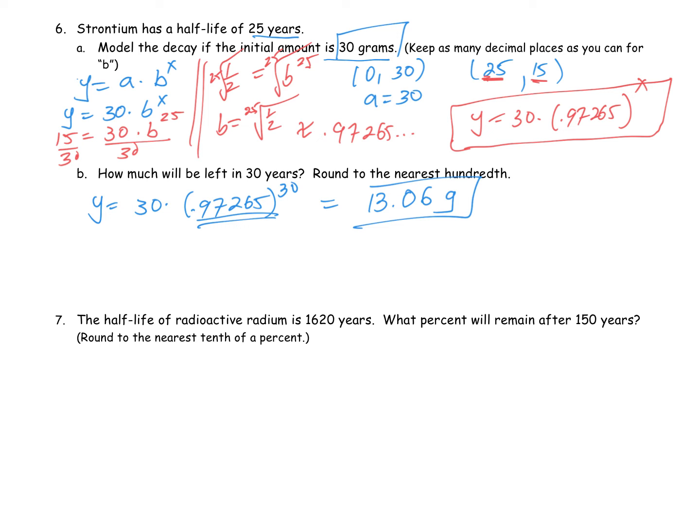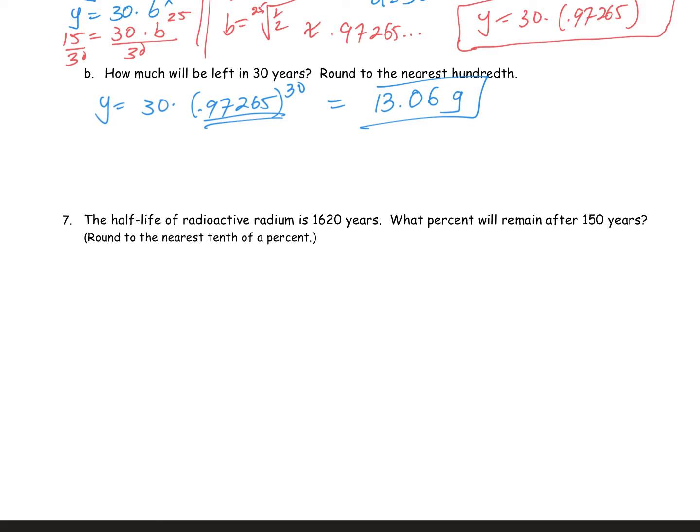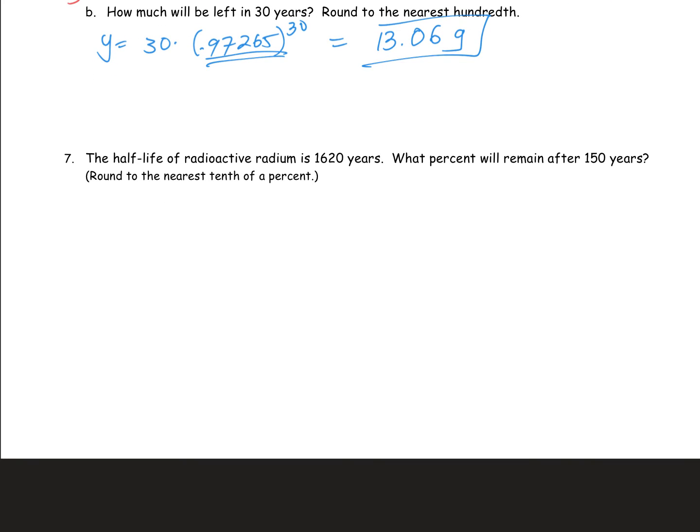Now I'm going to go ahead and do the solution for number 7. Number 7 says the half-life of radioactive radium is 1,620 years. This is going to be important. What percent will remain after 150 years? For this problem, we are not given the initial value, so we can choose whatever value we like. Let's choose something convenient.